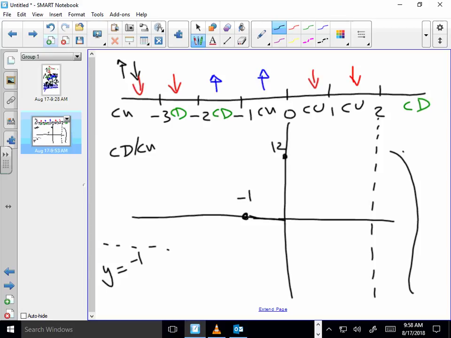Concave down, concave up, -3 to -1, concave up from 2 to infinity. Oh, I switched these. That's what it is. Concave up, concave down. Yep, we can. Sure.